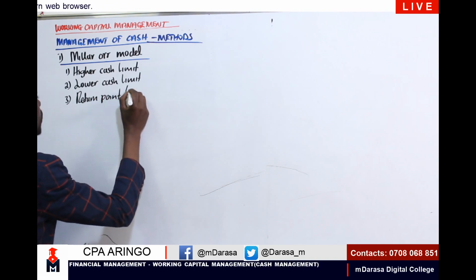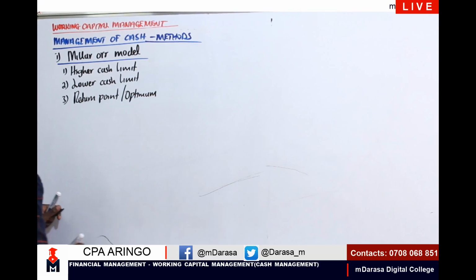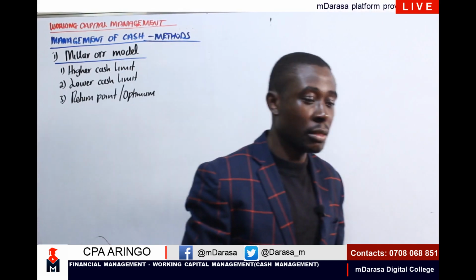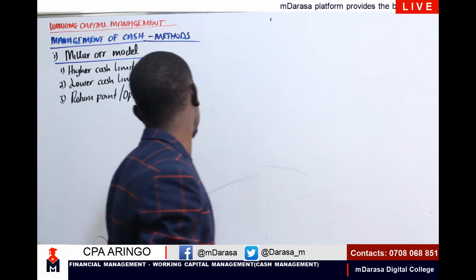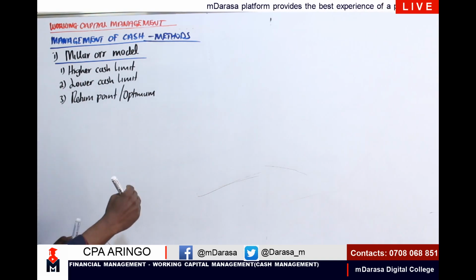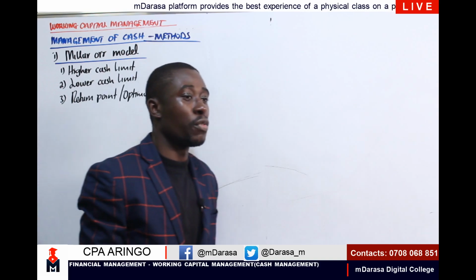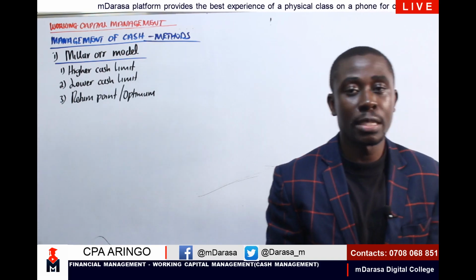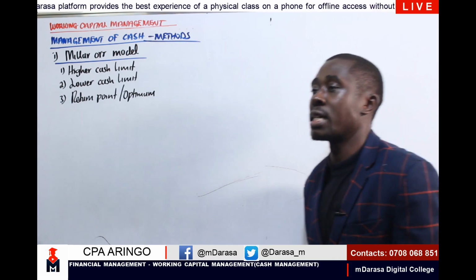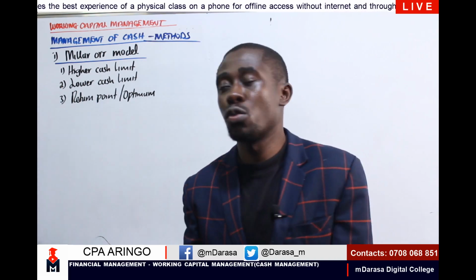This is the same as optimum cash limit, return point, or rather optimum cash limit. So many a times you'll find that the firm will always tend to make sure that, so long as this cash is fluctuating between the higher cash limit and lower cash limit, the firm will not be incurring any form of transaction costs. Because the whole idea is that we want to look at methods that, if at all you are to maintain this cash, we should incur the minimum cost as much as we can.